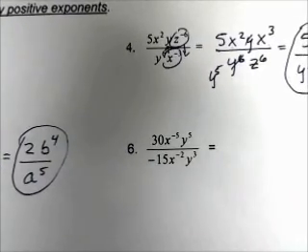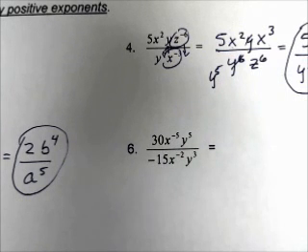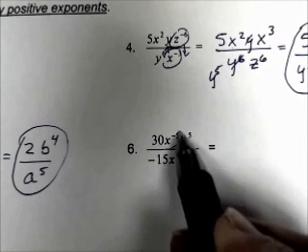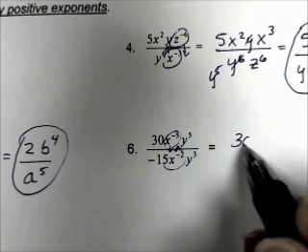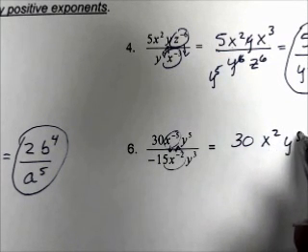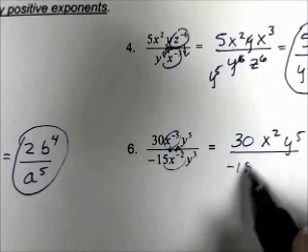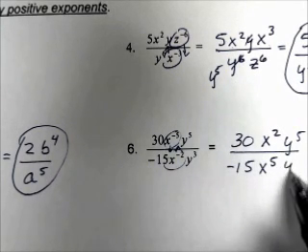Number 6. Well, right away, with those coefficients, I see that I can reduce them, but maybe I'll hold off. All right, so this is coming down, this is moving up. So we have 30. X to the second is now in the numerator, y to the fifth, over negative 15. X to the fifth is now in the denominator, y to the third.